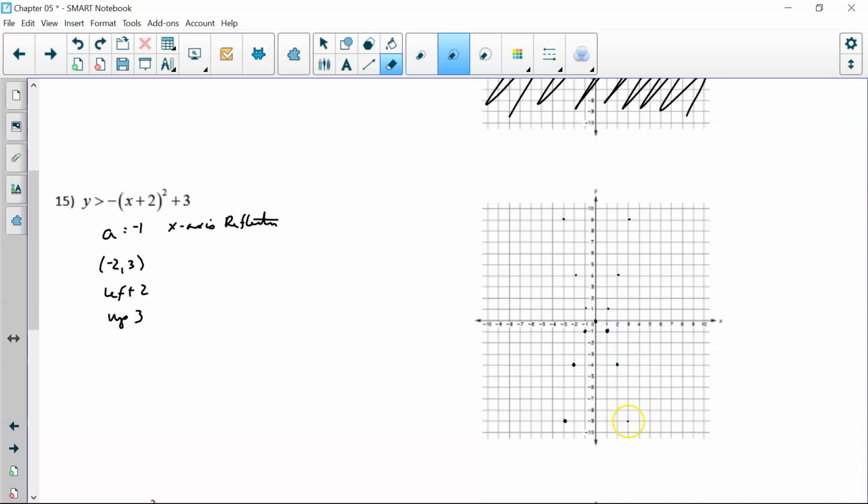And there's our x-axis reflection. Now what we do is we take each point and go to the left 2 and up 3. So I'm going to get rid of those points up top. We don't need them. Left 2 and up 3.